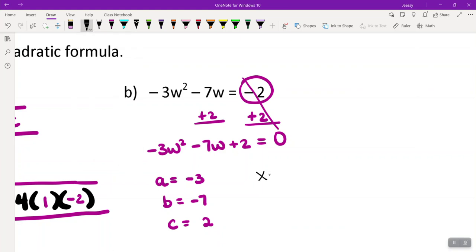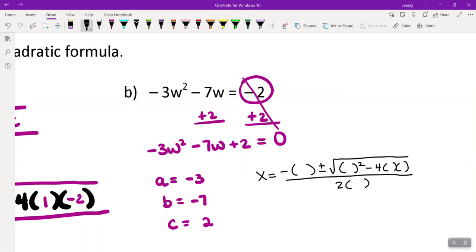All right, so it's x equals negative b plus or minus the square root of b squared minus 4ac, everything over 2a. All right, so can you guys go in and put the numbers inside the parentheses?